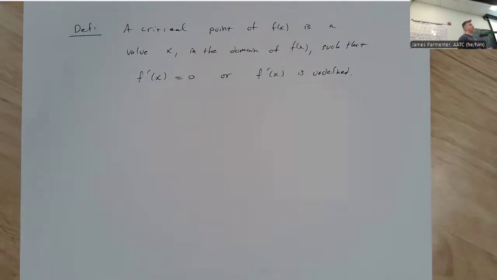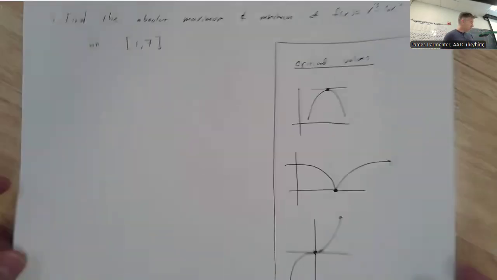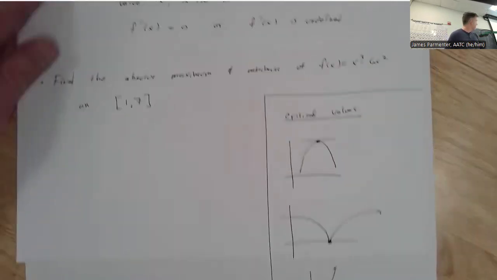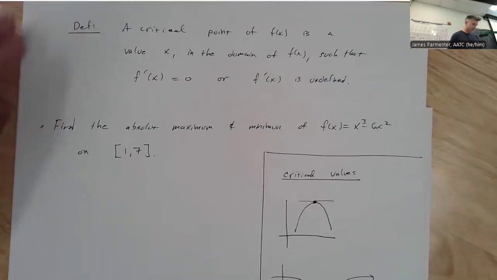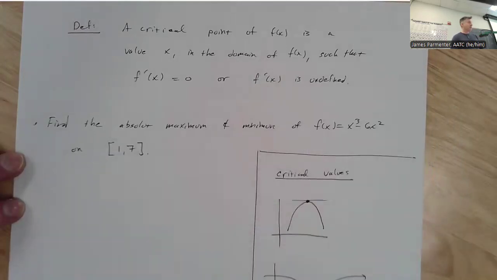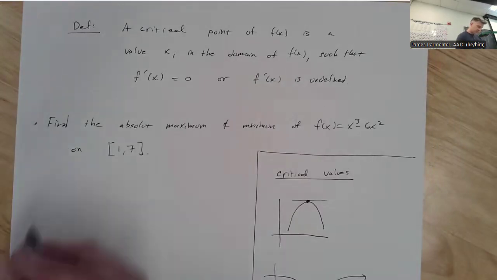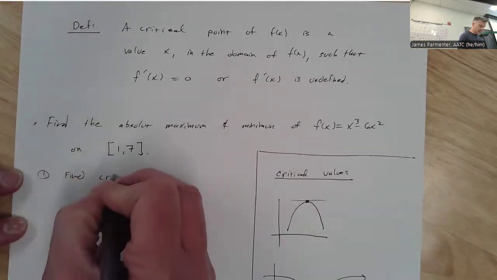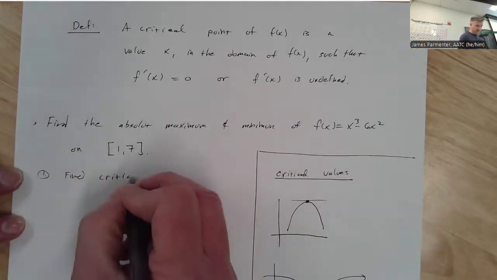Now there's a little bit more subtlety there that we'll get to probably on Thursday, but we're not going to worry about that right now. So back to this question where none of that's a problem. Okay, so finding the absolute maximum and minimum of this function on this interval. The first step is to find the critical points. Some people call them critical points or critical values.